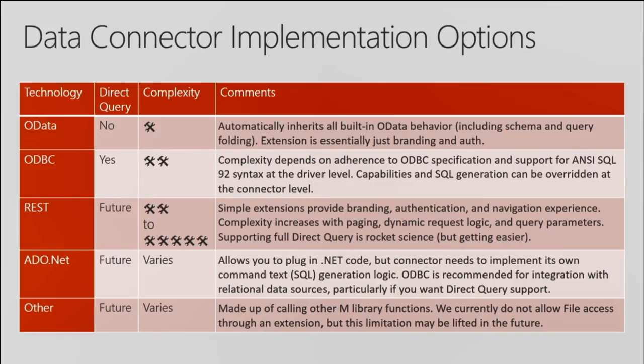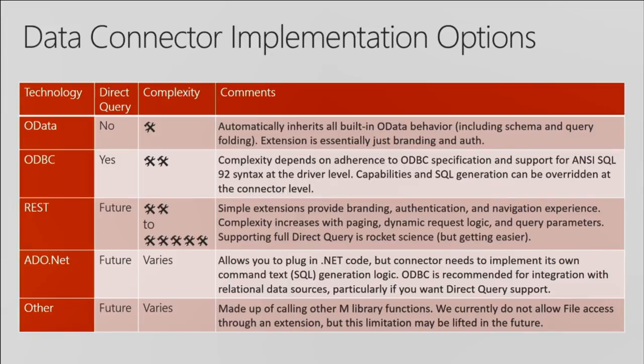So what you achieve with this is basically just being able to get that top-level connector entry in that Get Data dialog for your specific service, which then internally just uses the OData stack that we have. A little bit more complex, but also richer, is the ODBC approach, where the complexity really depends on how compliant your ODBC driver is in terms of support for ANSI SQL 92, and the capabilities and the generation you customize as part of that M logic in the connector. But this approach supports direct query if you want to use that.